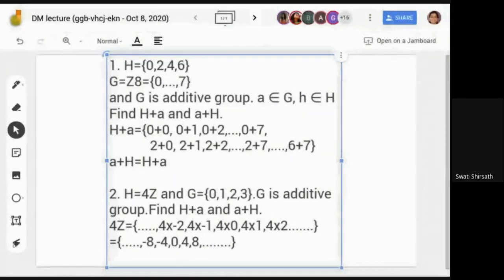The Zm that we discussed when we started discussing groups, just go through those notes. You'll come to know how Zm is written. It is always 0 to m minus 1.